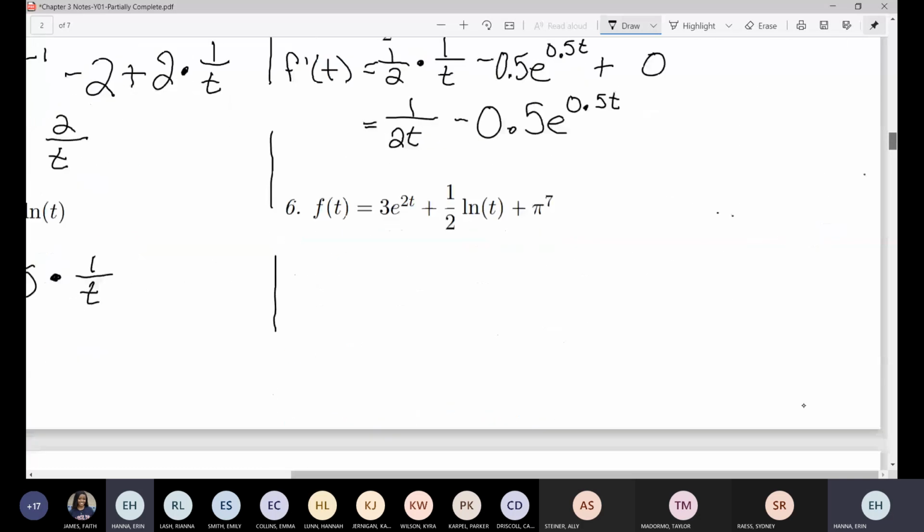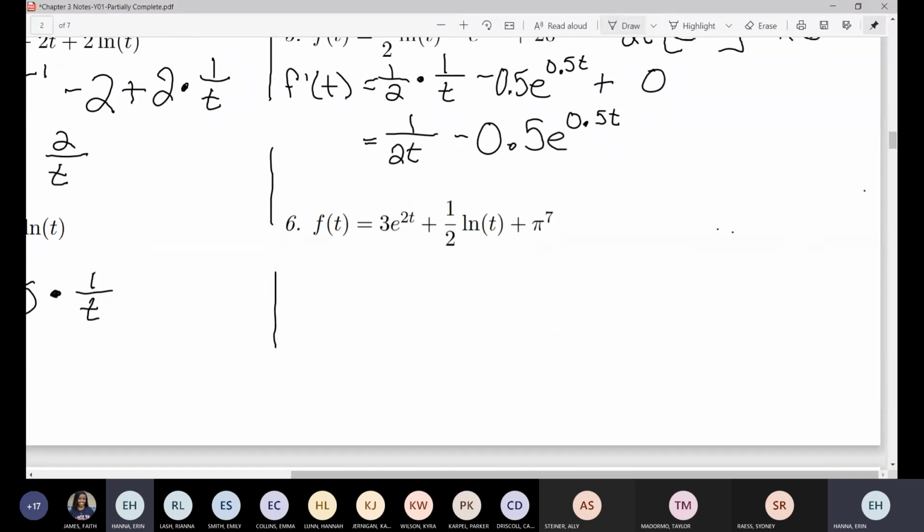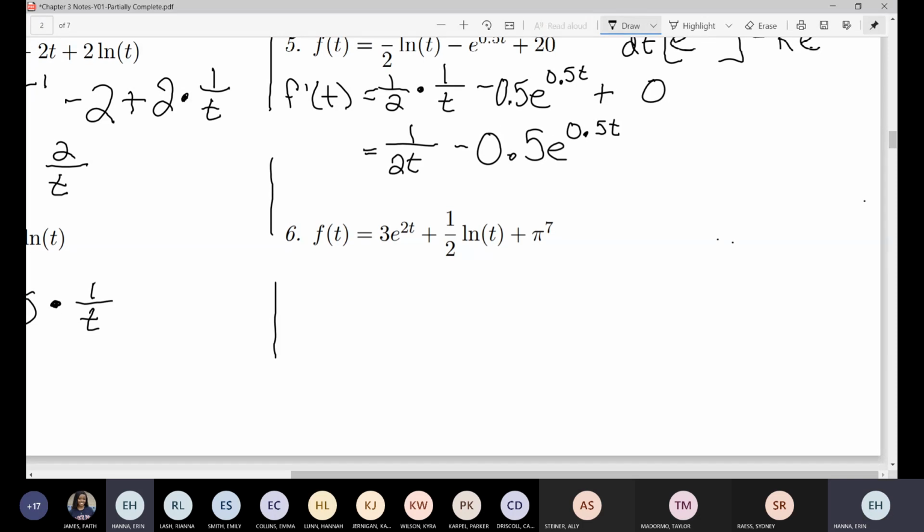And for this last one, let me scroll back up a tiny bit so that last one can get in there. So the 3 comes along for the ride. Derivative of e to the kt: you bring the k out, and then essentially just rewrite the e to the kt. Derivative of 1/2 natural log of t is what we did in the last one: 1/2 comes along for the ride, and the derivative of natural log of t is 1 over t.